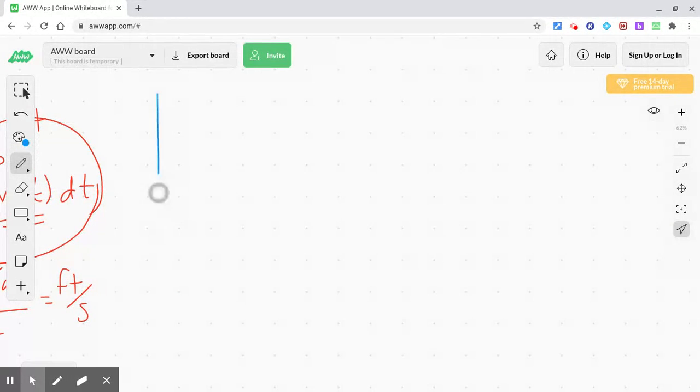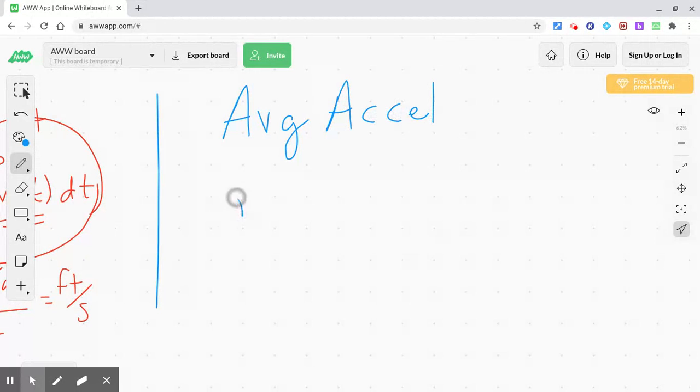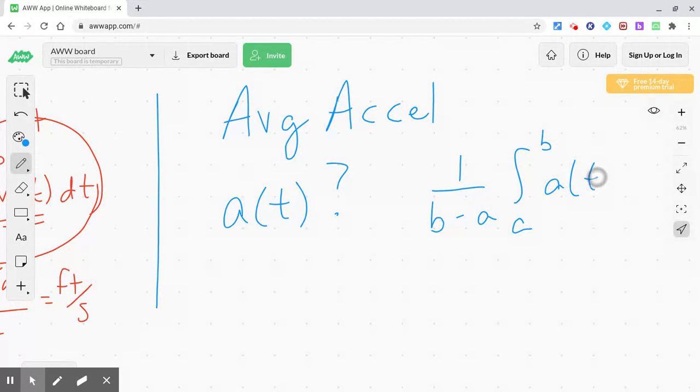Let's switch. If we're going to talk about average acceleration, find the average acceleration on an interval. What are you given? Are you given a of t? If so, 1 over b minus a times the integral from a to b of a of t dt is going to find your average acceleration.